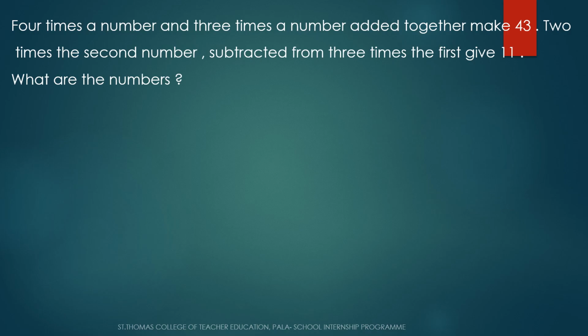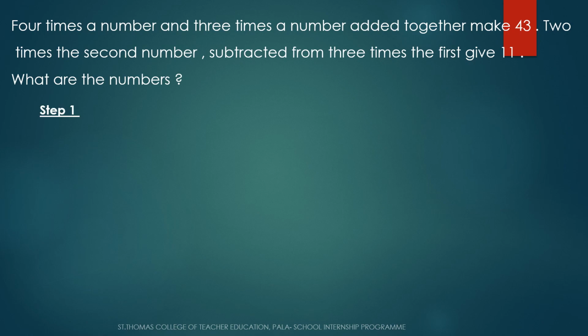Okay, here you have two numbers. And what is the relation? 4 times the first number and 3 times second number added, and what we got? 43. What does the second statement say? 2 times second number subtracted from 3 times first number. We get 11. And what is our aim here? Yes, we have to find the numbers. So, what is the first step that you are going to do?